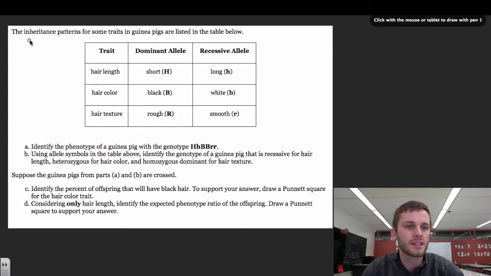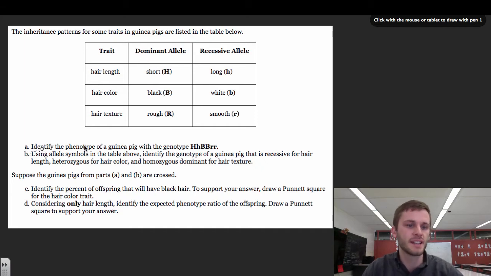To start off, it says the inheritance pattern for some traits in guinea pigs are listed in the table below. A lot of times you get a table like this in the MCAS and you have to be able to figure out what is going on. So we look at the traits. We have a bunch of different traits here for these guinea pigs. The dominant alleles, usually the ones that show up the most, are big H, big B, and big R. They're always dominant capital letters. And then our recessive alleles are right here. So this is our table that we're going to have to work with for this problem.